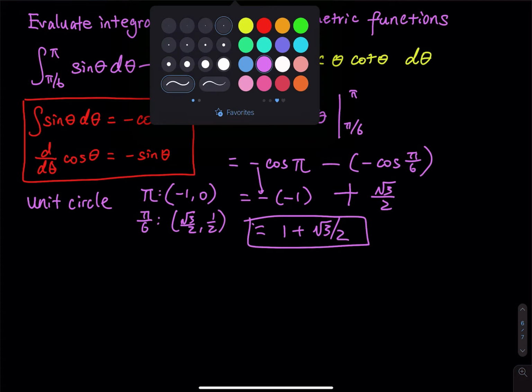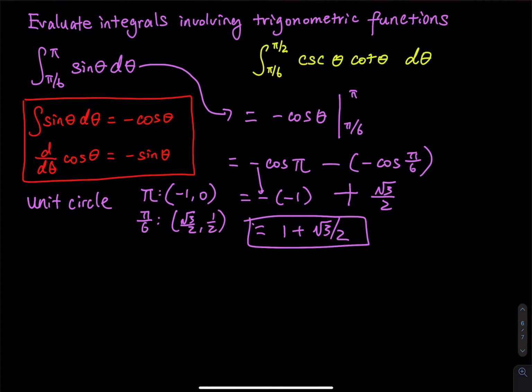Okay, and then the next one is the integral of cosecant times cotangent theta, and then theta goes from pi over 2 to pi over 6. Now, what is the integral of cosecant times cotangent? The integral of cosecant times cotangent is negative cosecant. Okay, so let's put that right here.